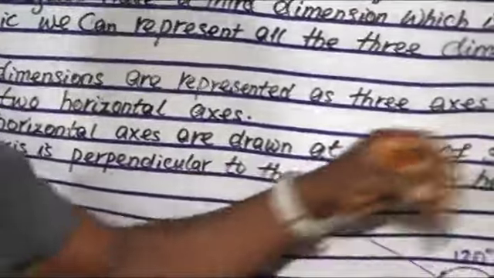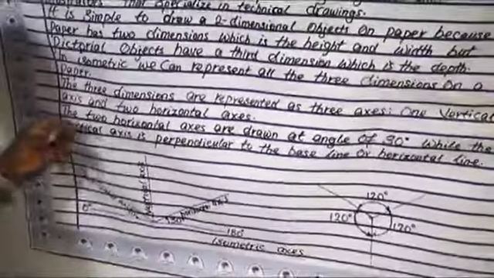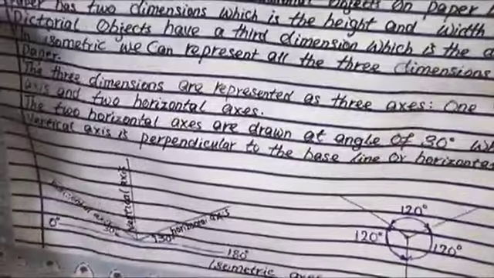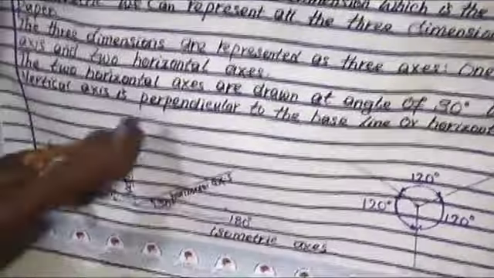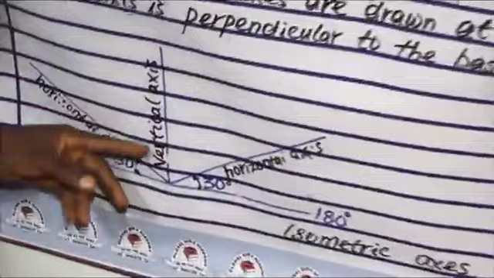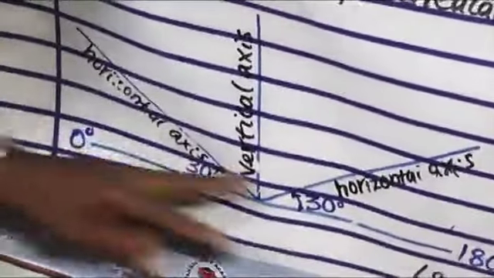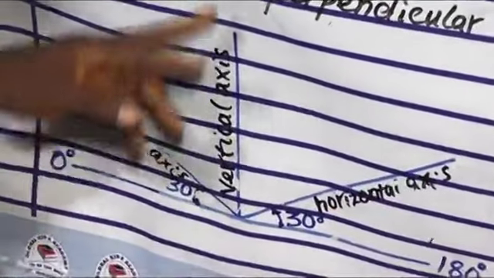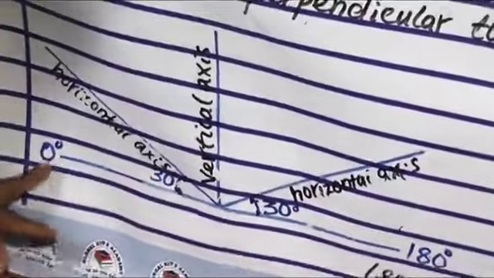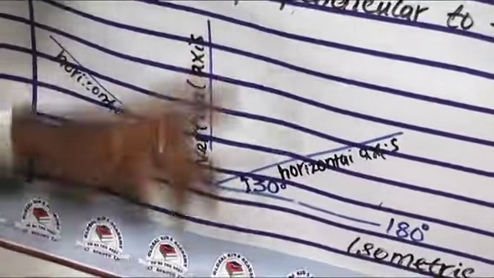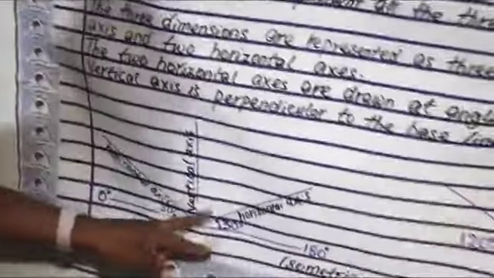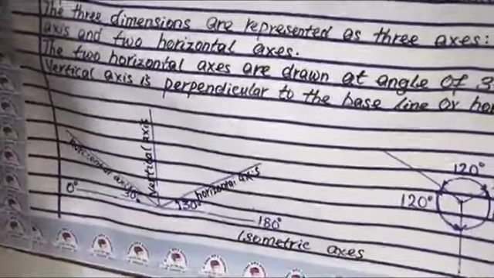One of the axes is the vertical axis, and you have two horizontal axes. You can see it here in the picture. Look at this, the vertical axis, you can see the line traveling up, and you can see those other inclined lines, which are the two horizontal axes. Now you see that the vertical axis is perpendicular to the baseline here, and just like you've learned in your mathematics, the angle on a line is 180 degrees. You can see from 0 down to 180 degrees here.